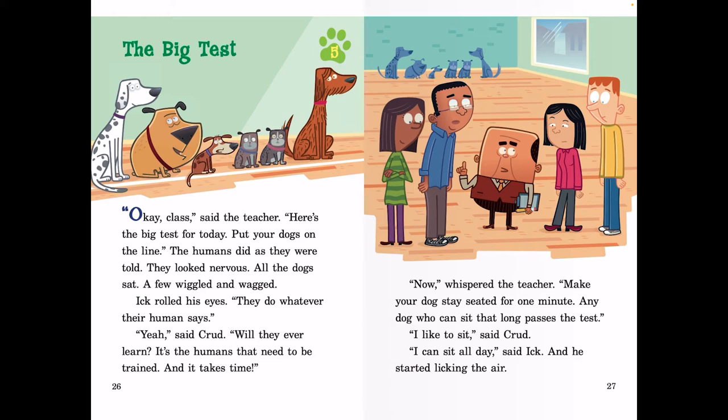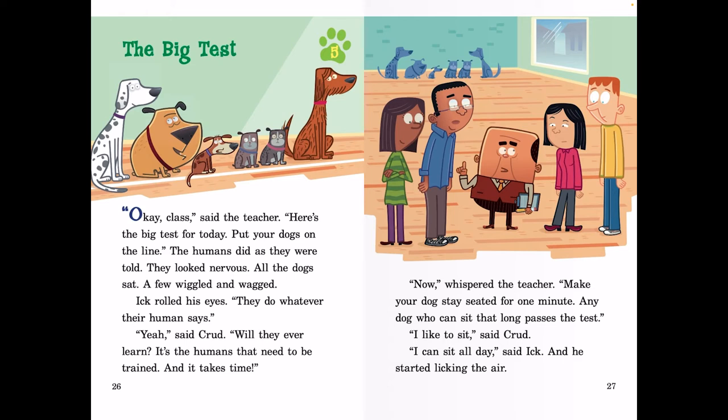Chapter 5, The Big Test. "Okay, class," said the teacher. "Here's the big test for today. Put your dog on the line." The humans did as they were told. They looked nervous. All the dogs sat. A few wiggled and wagged. Ick rolled his eyes. "They do whatever their humans say." "Yeah," said Crud. "Will they ever learn? It's the humans that need to be trained, and it takes time."